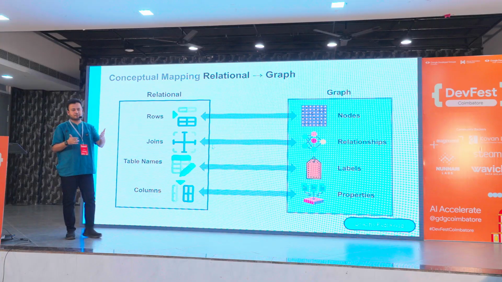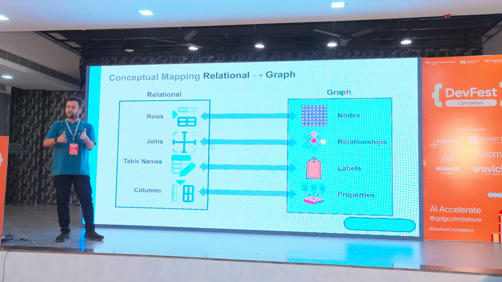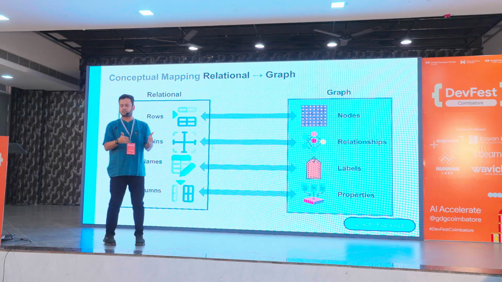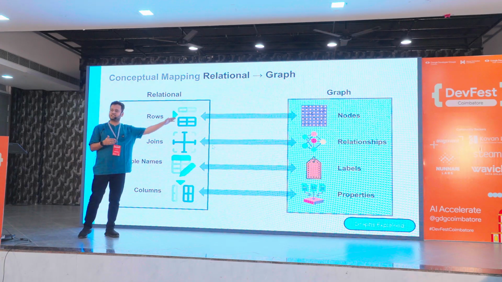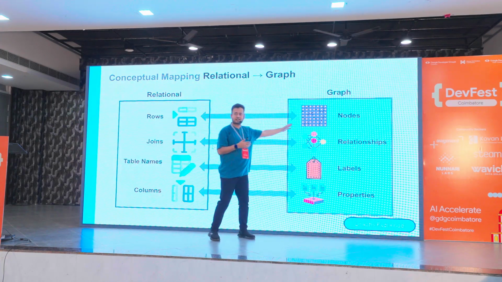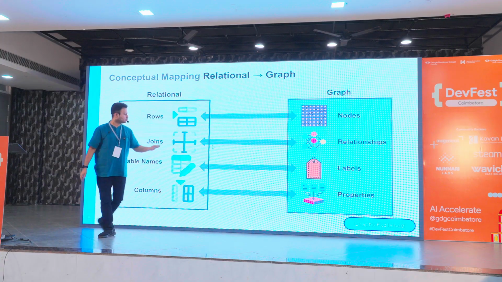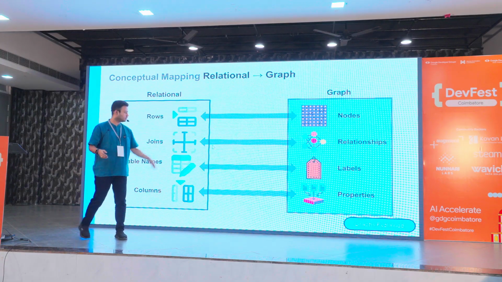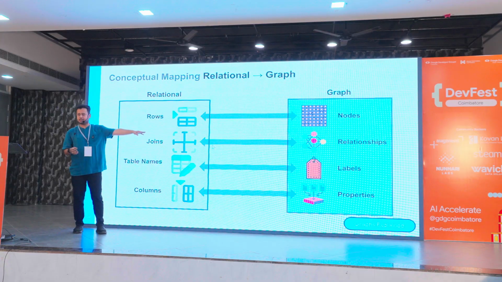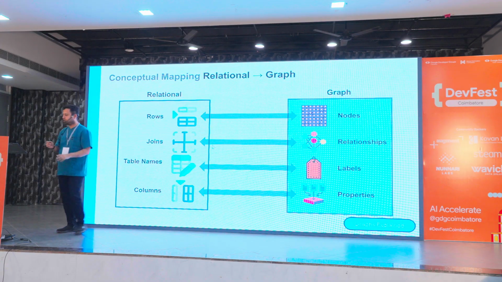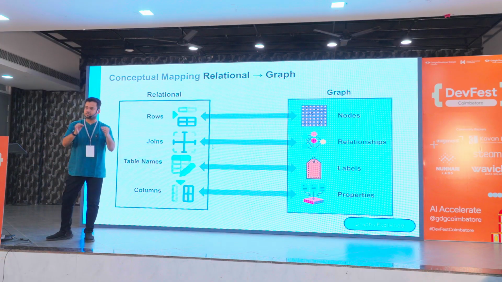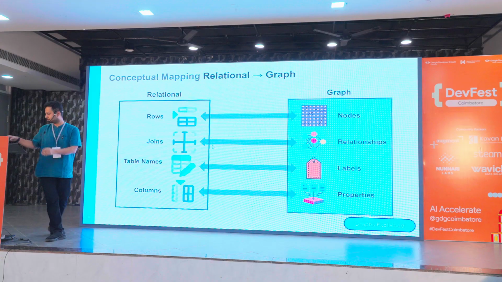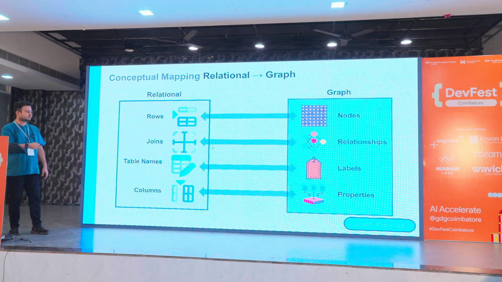Given the advantages of using a graph database, if you want to migrate over from a MySQL database to a graph database, here is a 1:1 mapping. All your rows in a MySQL database become the nodes in a graph. All your joins basically become relationships. All your table names become labels. All your columns become properties, the key value pairs that we talked about, correct? So this is a direct 1:1 mapping when you aim to convert your MySQL SQL database to a graph database, okay? Everyone with me? Yes?